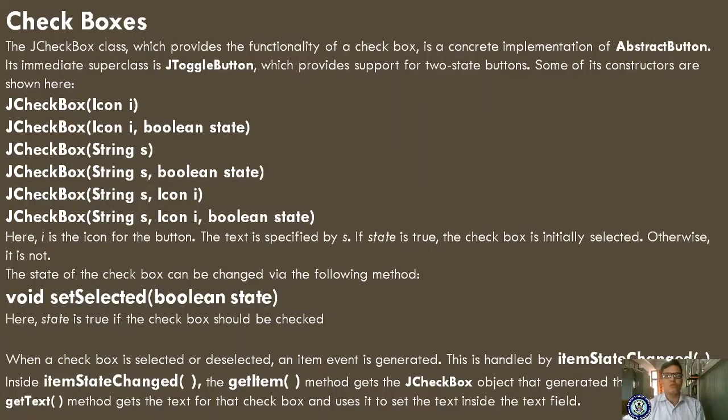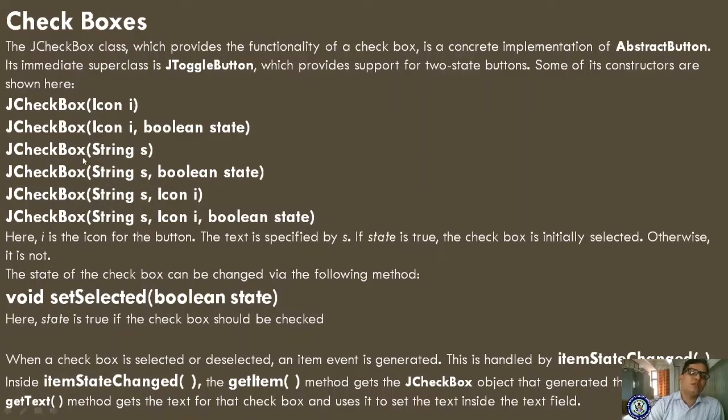Here, if you are using the checkbox class, these are the constructors we are going to follow. JCheckBox(Icon i): one checkbox with an image will appear. JCheckBox(Icon i, boolean state): a checkbox with an icon and also a boolean state. If the boolean state is true, then a check mark will appear. If the boolean state is false, then the check mark disappears.